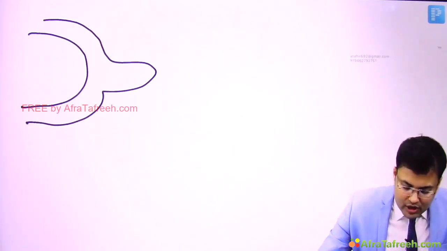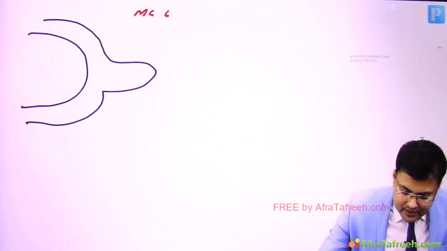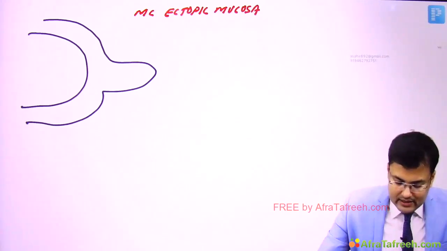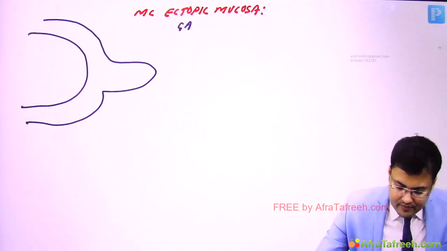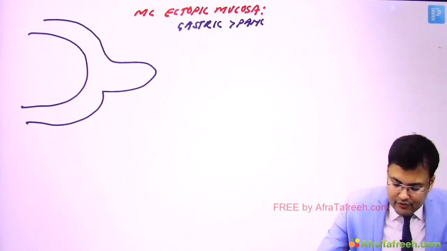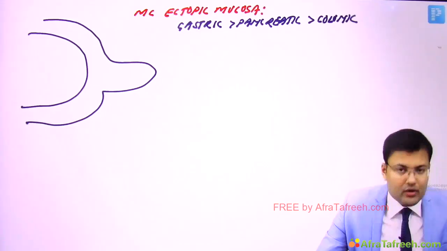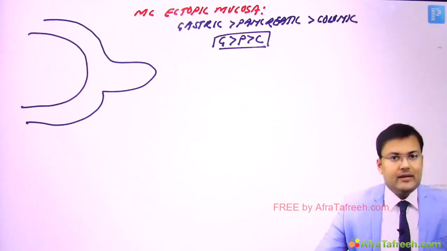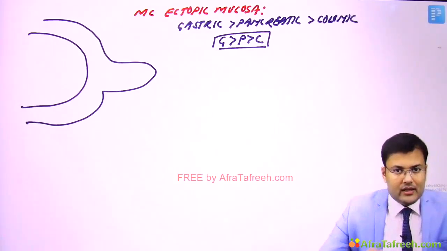So what is the most common ectopic mucosa in Meckel's diverticulum? It is gastric, followed by pancreatic, followed by colonic. Okay, how to remember? The mnemonic is GPC: gastric, pancreatic, colonic. Right? Now see the problems.